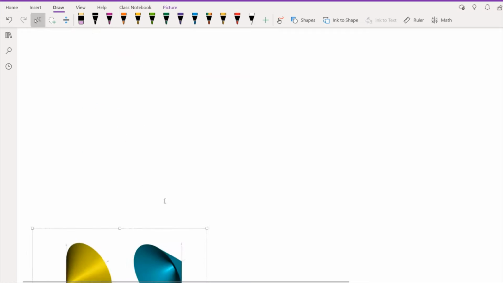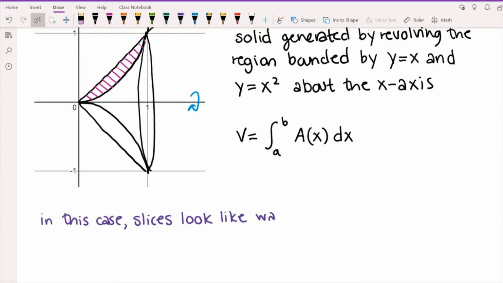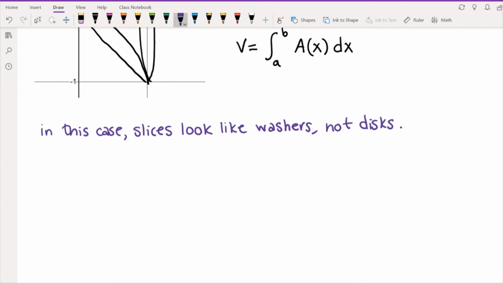So let me just move this a little bit out of the way. In this case, if you were to imagine, going back to the last video, adding up the volumes of all these slices, they look like washers, not disks. And so how would you find the area of something that looks like a washer? Well, if you think about it, you have a circle with another circle cut out, and let's say you're trying to find this area.